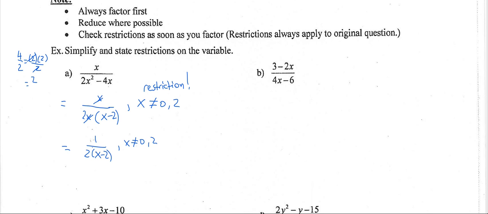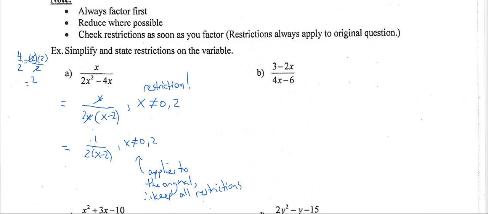But we're still going to keep 0 as a restriction, even though it's okay for this final answer, because the restrictions refer to the original question. And in the original question, if x was 0, that fraction would be undefined. So we keep it, even though it doesn't apply to the final answer, because it applies to the original question. So I'm just going to make that note. It applies to the original. Therefore, keep all restrictions.